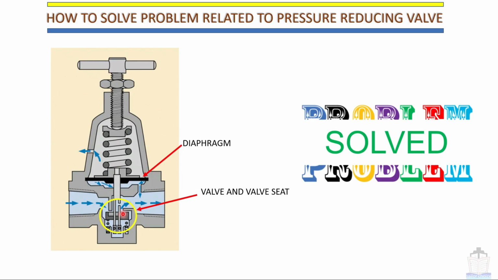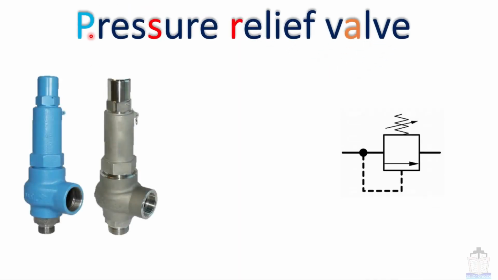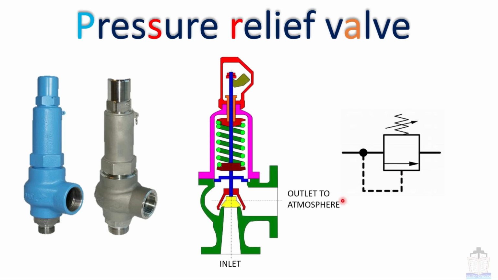Okay, now moving next. Next thing, pressure relief valve. So the pressure relief valve looks like this. The graphical representation of this pressure relief valve is like this. This poppet is regulated by the internal air pressure, and if you see its internal construction, then it looks like this.